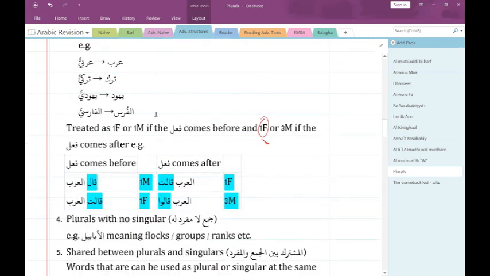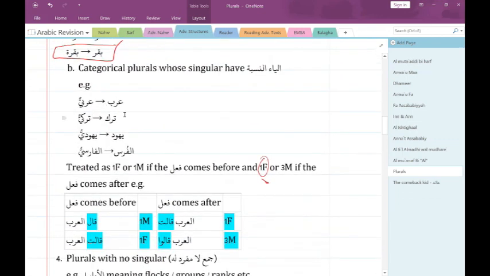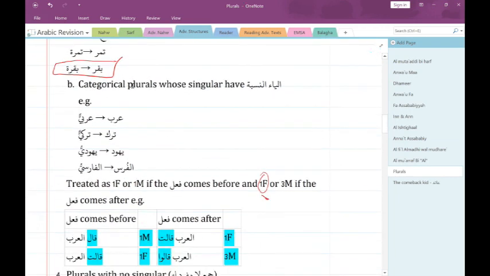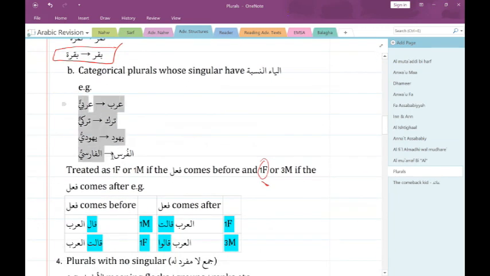But in this one, most of the time we're not really talking about people, especially when it comes to tufaha, tamr, baqar, batikh, things like that, you know, watermelon. So most of the time it's going to be treated as singular feminine. Or if it is people like Arabiyun, Yahudiyun, then most likely it's going to be third person masculine. So depending on, is it human plural or is it non-human plural?